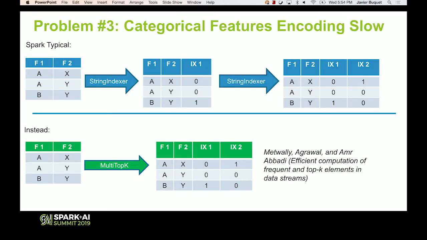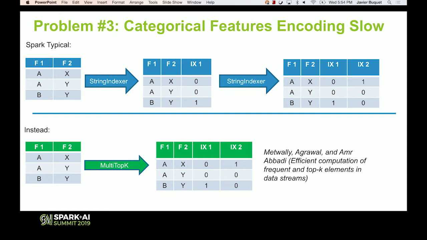The third problem we faced was categorical encoding. Of course, if you've done machine learning with Spark, and you have a lot of categorical data, like we do at real-time bidding, you need to somehow transform these categories into numbers, right? Spark models work out of numbers, out of vectors. So we need to vectorize these categorical features.